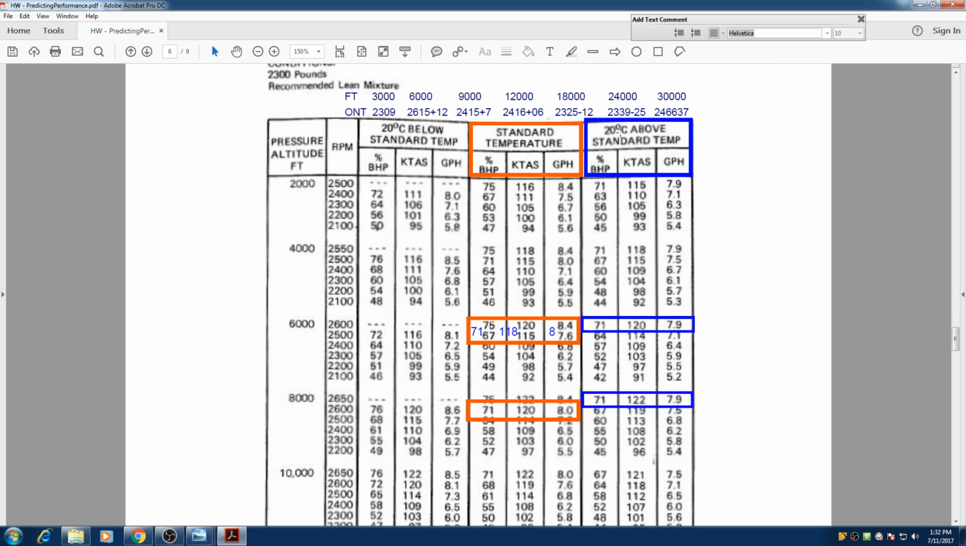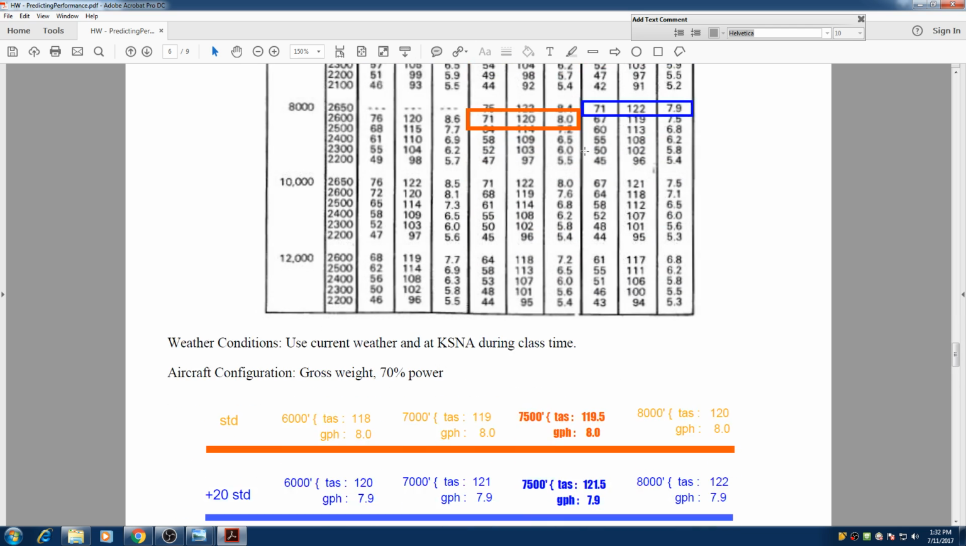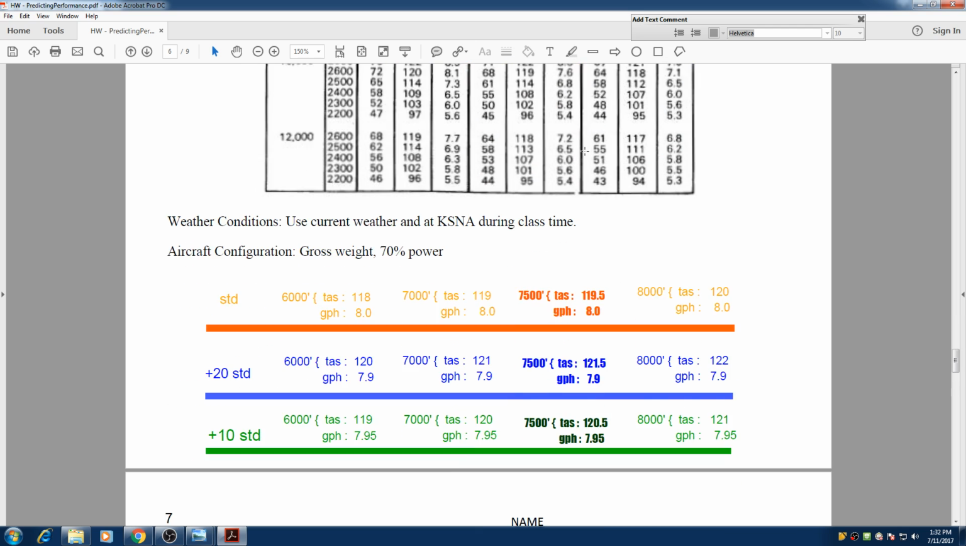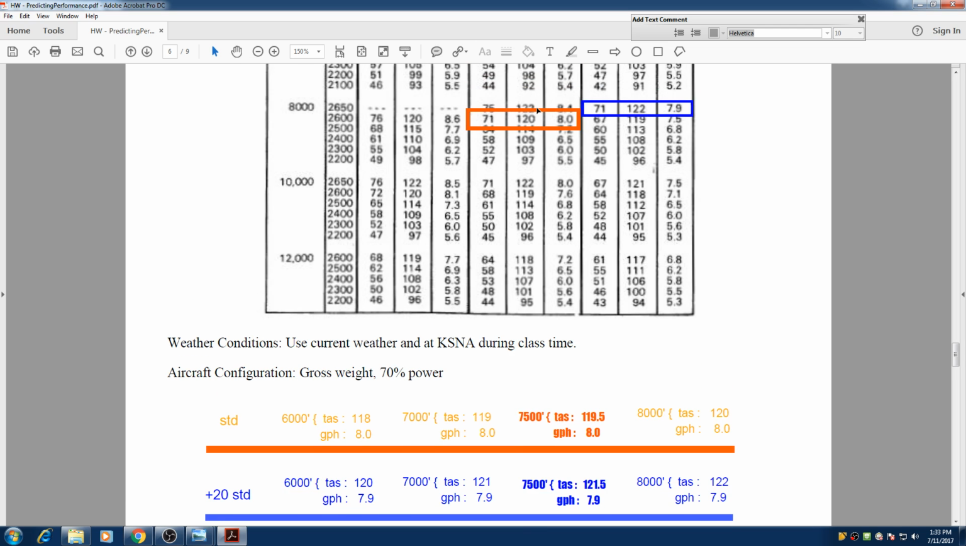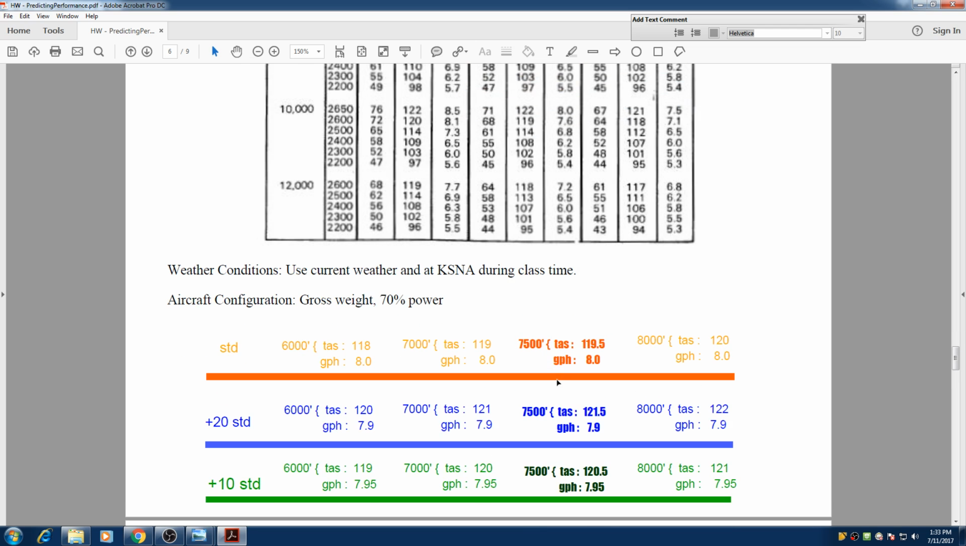We know that this column is 20 degrees above standard, and this is standard. So 9 degrees is almost halfway between these two columns: not standard, not 20 above, but between them. So I'm going to write those numbers down for the sake of easiness. I'm going to write the standard numbers right here. We are interested in true airspeed and gallons per hour, so I'm going to copy these numbers from this chart and bring them here.